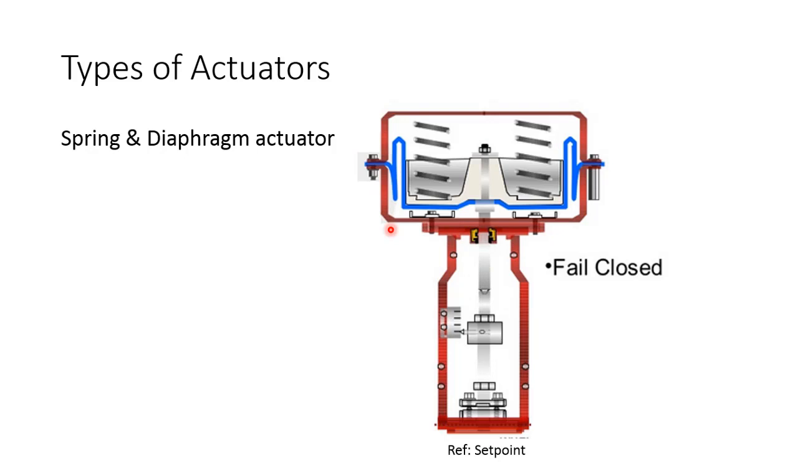Fail close. You can see that this is an exact opposite configuration of the direct acting actuator. This one is called the reverse acting. However, the functioning is same, but it is configured to obtain fail close condition.